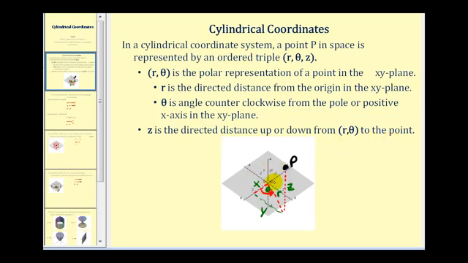So this might be a little bit small, but if we consider the location of point P in space, r would be the distance from the origin or pole in the xy plane. Theta would be the angle of rotation from the positive x-axis or polar axis, which would bring us to here, and then the z-coordinate would tell us whether to go up or down. Let's take a look at an animation that illustrates this a little bit better.